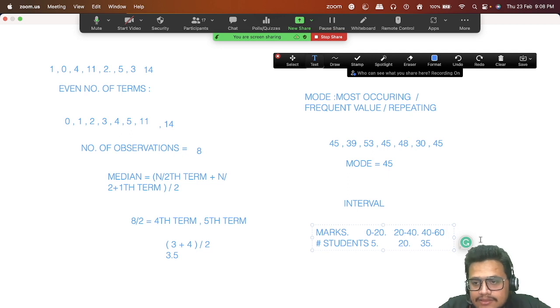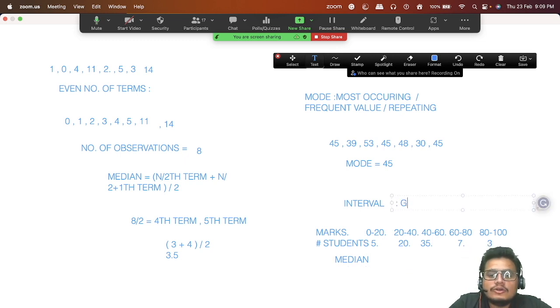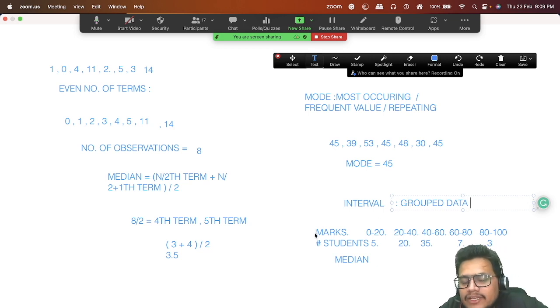Then let's say, let me increase the size. 7 students obtained my 60 to 80 marks, and 80 to 100 मतलब मेरे सिर्फ 3 स्टूडेंट्स ने लिए. ओके, नाउ आई वांट यू टू कैलकुलेट द मीडियन. मीडियन बेसिकली क्या था आपका? मिड वैल्यू. सो दिस टाइप ऑफ डेटा, इट इज कॉल्ड ग्रुप्ड डेटा. ठीक है, जहां पे वी आर गेटिंग द इंटरवल्स इज कॉल्ड ग्रुप्ड डेटा.